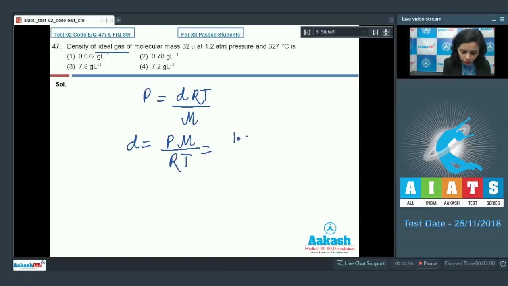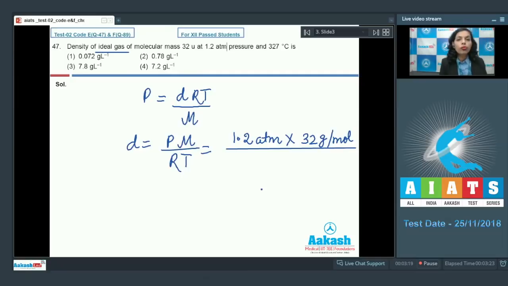We know that the pressure is 1.2 atmosphere. Further, if we talk about the molecular mass is given, that is 32 U, so molar mass is 32 gram per mole, and that's divided by RT. What's the value of R here? That would be 0.0821 liter atmosphere per Kelvin mole. That you'll take here. And then the next thing is temperature.